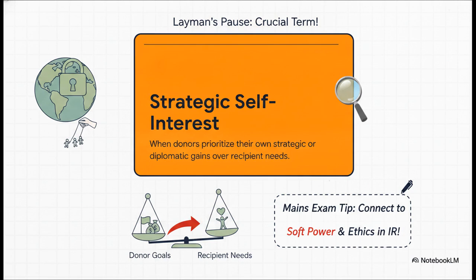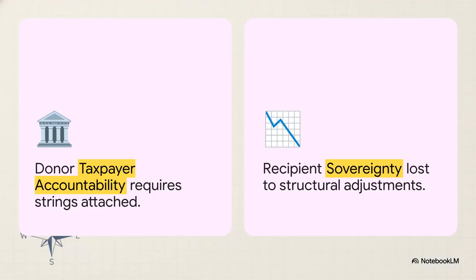Yeah, but critics argue that is deeply unethical. It transforms what should be selfless altruism into a heavily calculated weapon of soft power. But you have to consider donor-taxpayer accountability. Donor governments must answer to their taxpayers. That means they literally have to set strict conditions on how their money is used. And that completely undermines recipient sovereignty.